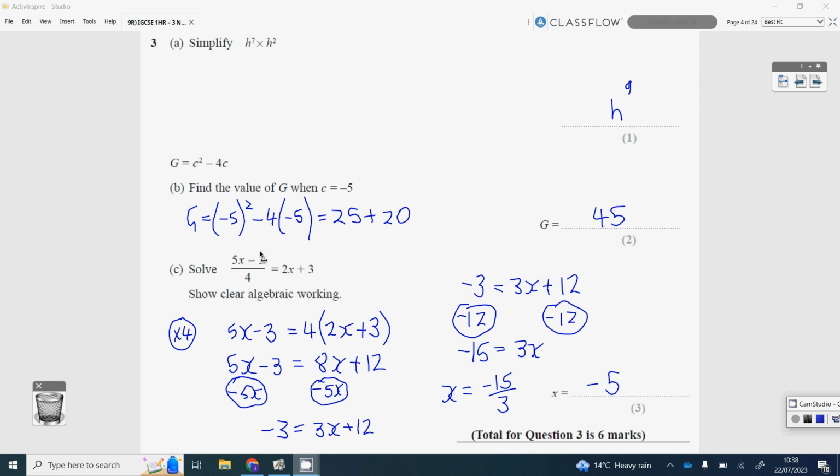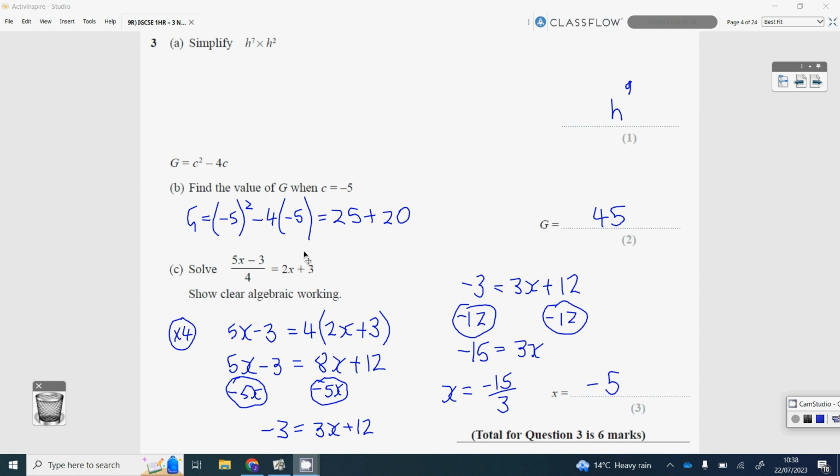Now, why is this the case? Well, -5 squared is -5 times -5, which is plus 25. If you just did -5 squared on your calculator without the brackets, it gives you -25, which is not right. You do need to make sure if you're squaring a minus, you put the minus in a bracket. So -5 squared, -5 times -5, is plus 25. -4 times -5 is plus 20. 25 add 20 is your 45.